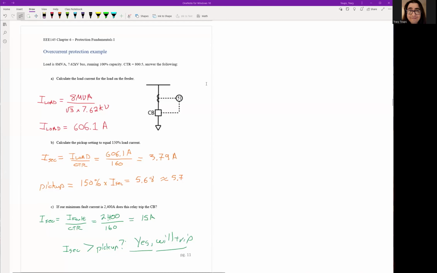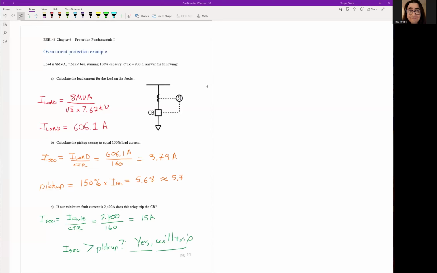All right, welcome back. Let's go ahead and check the overcurrent protection example we were working on through the break. If you recall, we had a load of 8 MVA on a 7.62 kV bus running at 100% capacity. First off, we can figure our load current. Load current is always three-phase MVA divided by √3 times kV line to line. So 8 divided by √3 times 7.62 is 606.1 amps. That is our load current going through the feeder.